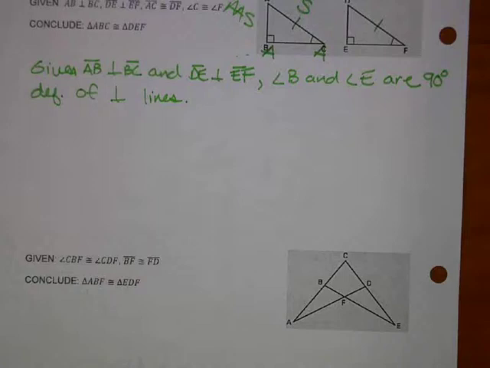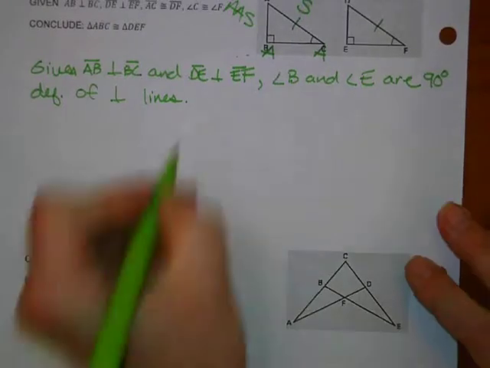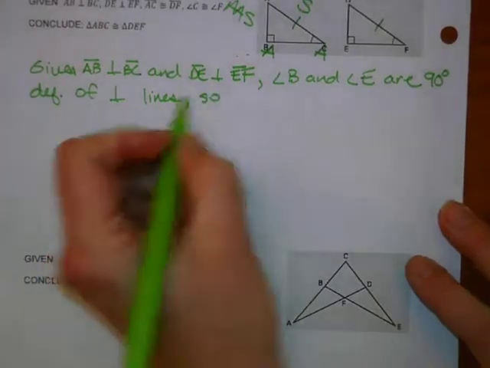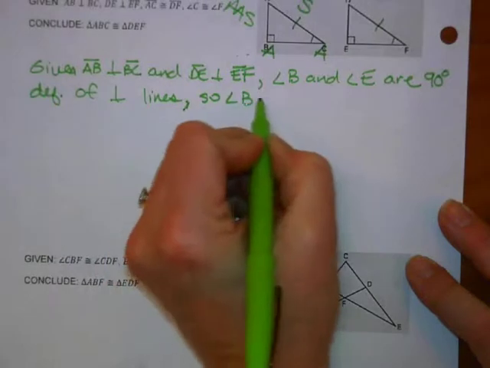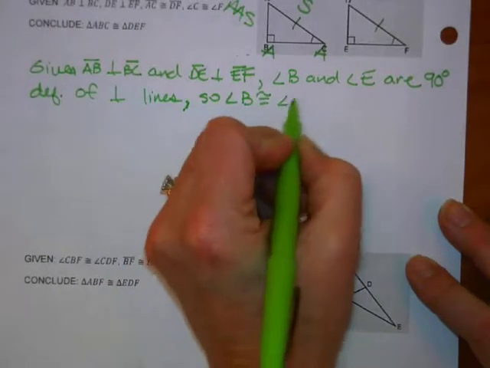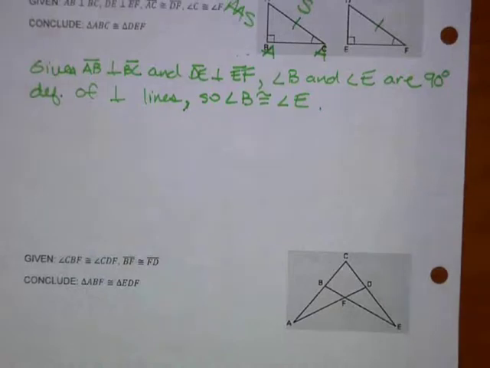The more you say, the better. You can't just jump in and say they're perpendicular, because you have to tell me that they're 90 degrees or that they're both right angles before you can say, and I'm sorry, you can't just jump in and say that they're congruent unless you say they're both right angles or they're both 90 degrees. You have to state that first. Then I can say, so, I'm going to put a comma there, angle B is congruent to angle E, because they're both 90 degrees.